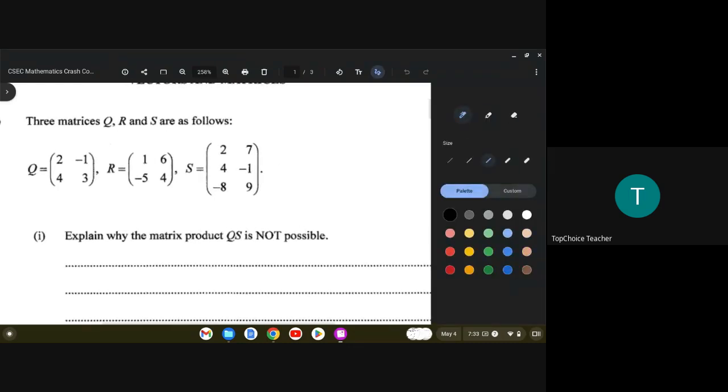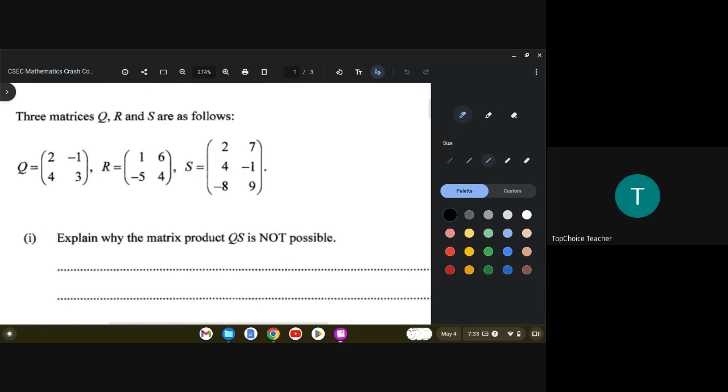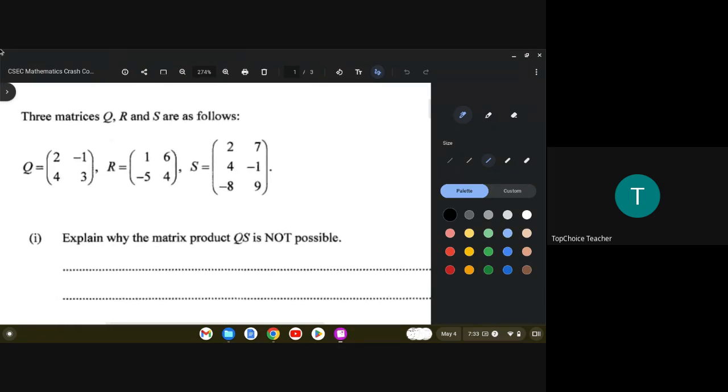The three matrices Q, R, and S are as follows. We have three matrices here, and for me, it's very shocking they give you such a weird matrix, because normally they only really focus on square matrices like this. But they really don't want you to use this matrix in any calculation. They want you to use this matrix.